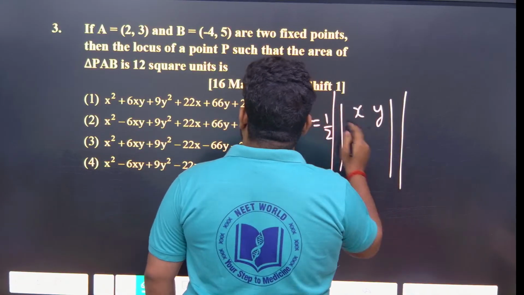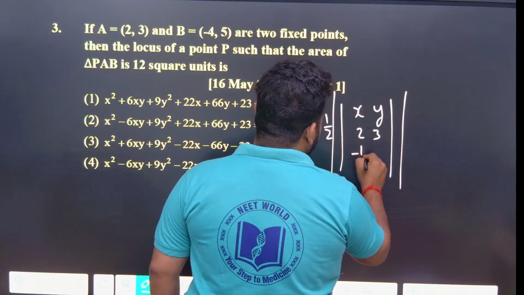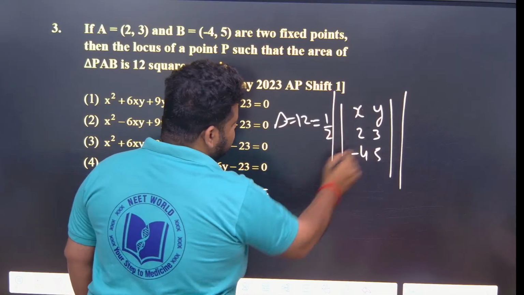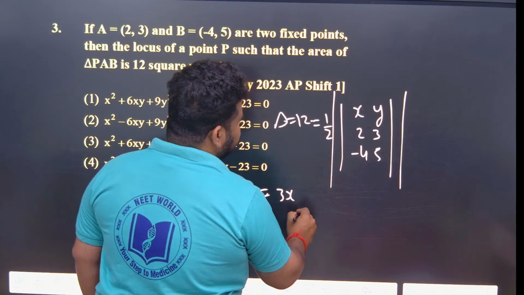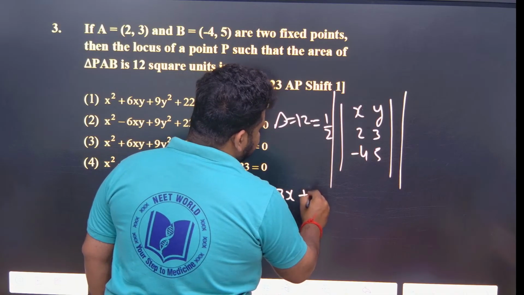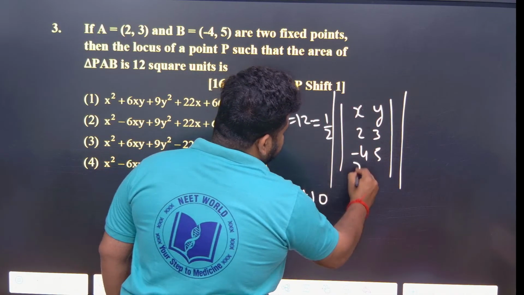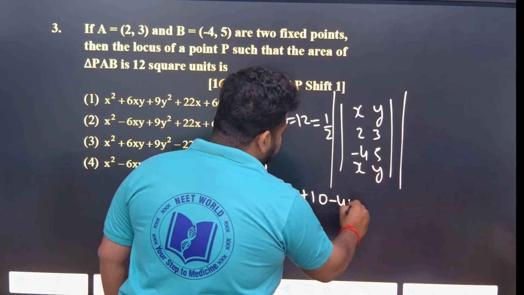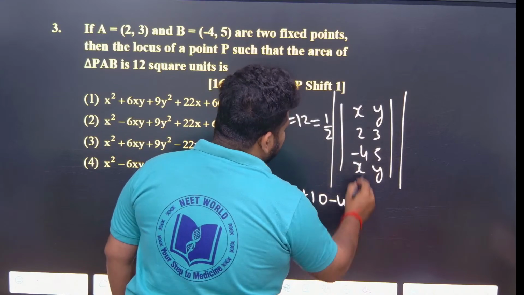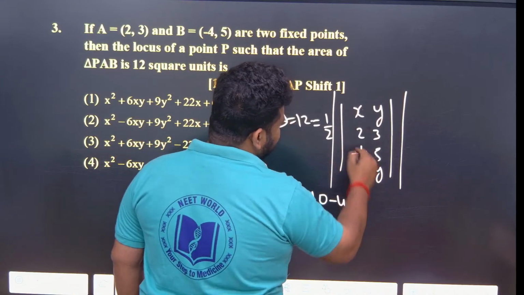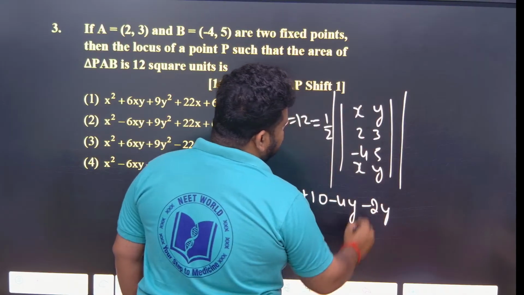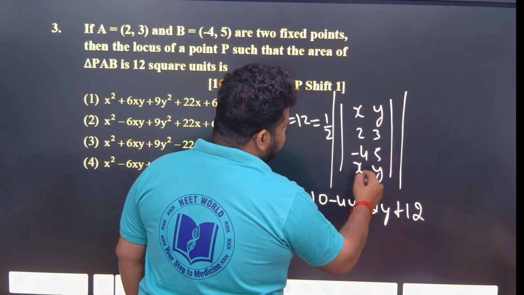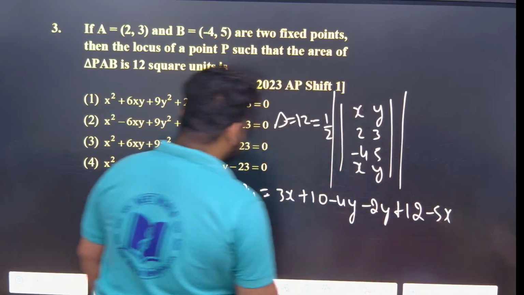What is the next thing? 2, 3. Then minus 4, 5. So this will become 24 is equal to, see here, x into 3 is 3x. Then 10. Again xy should come, no? See, 3x plus 10 minus 4y. Next is minus 2y. Minus 12, I will write plus 12. Then minus 5x.